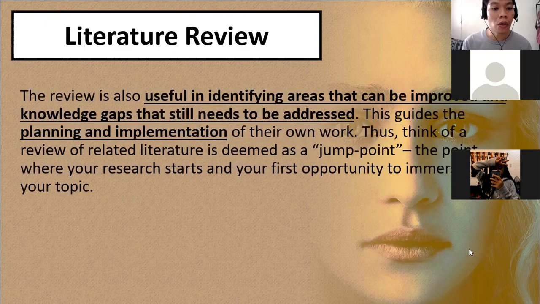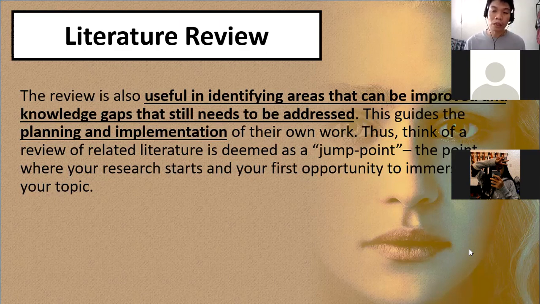The review is also useful in identifying areas that can be improved and knowledge gaps that still need to be addressed. This guides the planning and implementation of their own work. Thus, think of a review of literature as a jump point, the point where your research starts and your first opportunity to immerse in your topic.